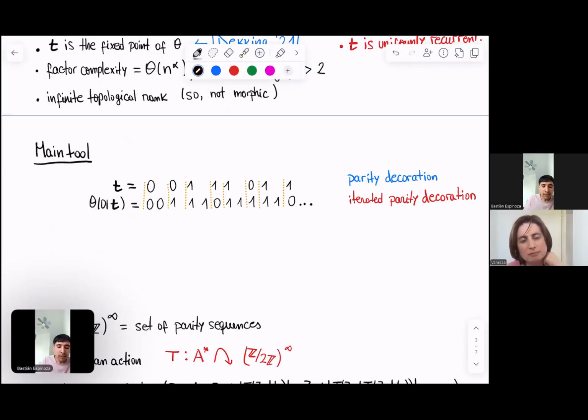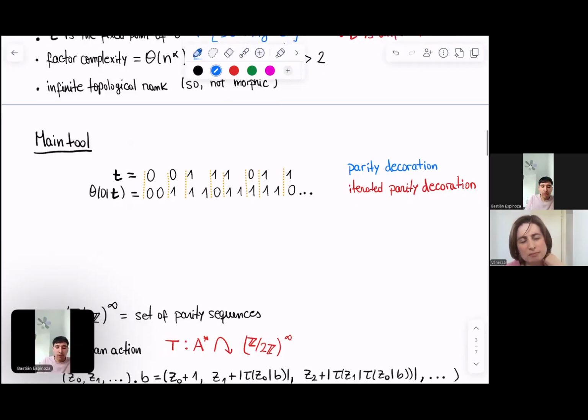But to do that, this is a bit tricky, because if you look at a random position, an arbitrary position of our infinite word, then we cannot directly apply the substitution. We need more information. We need to know whether we're looking at an even position or at an odd position. We solve this by adding what we call here parity decorations. So we're going to add a 0 to the first letter, because it occurs at an even position, and then to the second one, a 1, because it is an odd position, and we continue periodically like this.